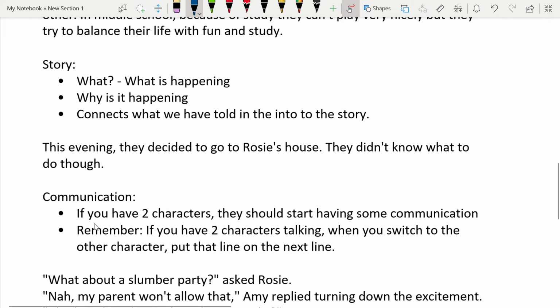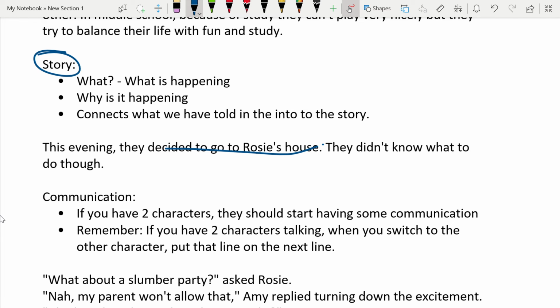Then story. This is the next part. What is happening? Why is it happening? And it connects what we have told in the intro to the story. This evening they decided to go to Rosie's house. Now they were talking about having fun, so they decided to go to Rosie's house. Then they don't know what to do though.